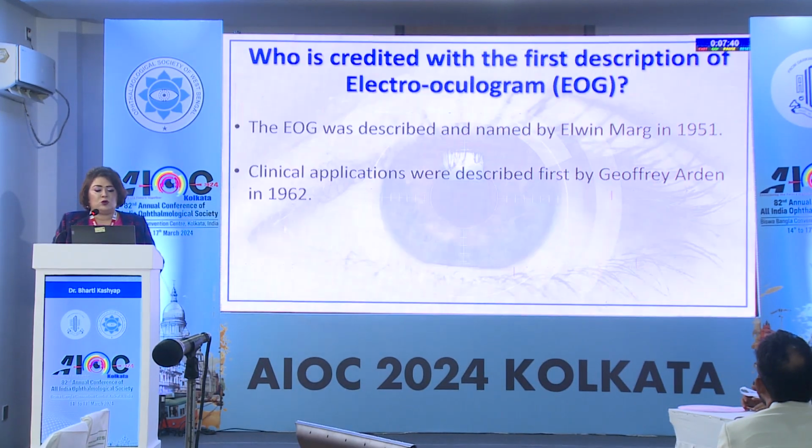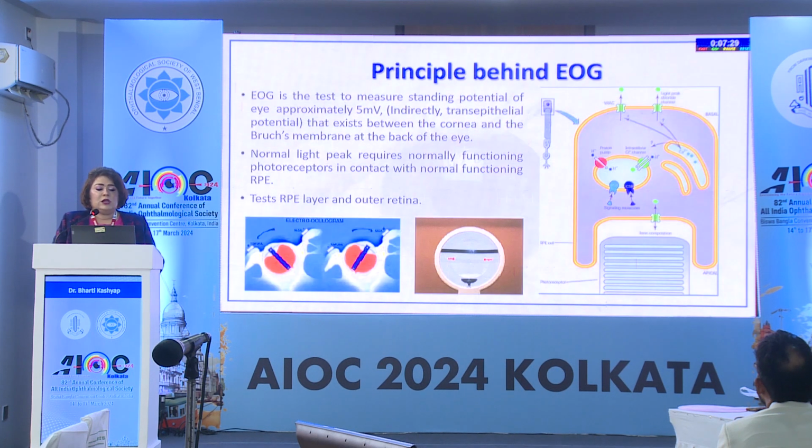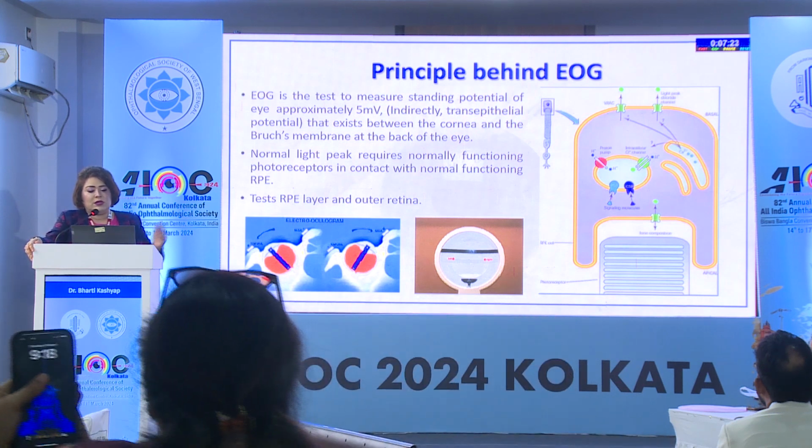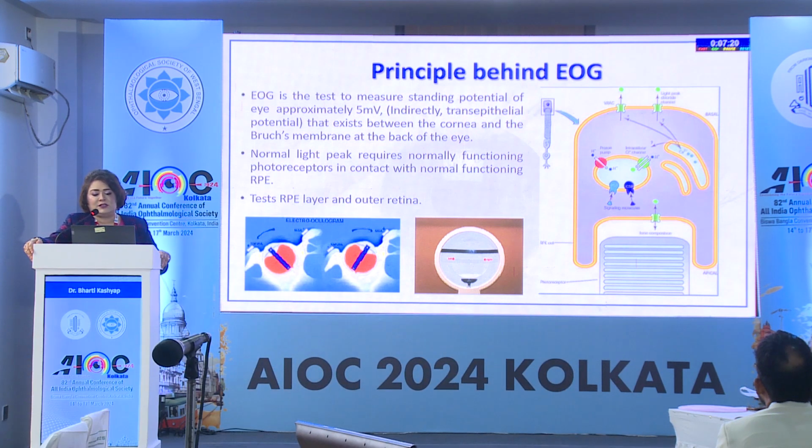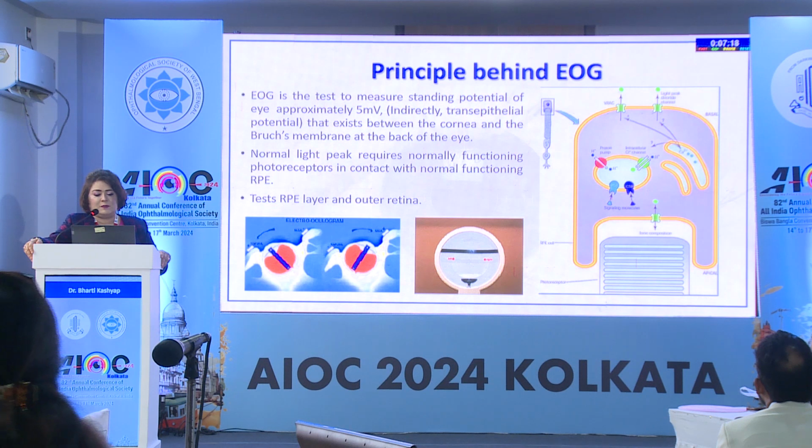So, here are tips on electrooculogram. Who is credited with the first description of EOG? The EOG was described and named by Elvin Marg in 1951. The clinical applications were first described by Geoffrey Arden. EOG is the test to measure the standing potential of the eye, approximately 5 millivolt, indirectly the transepithelial potential that exists between the cornea and the Bruch's membrane at the back of the eye.